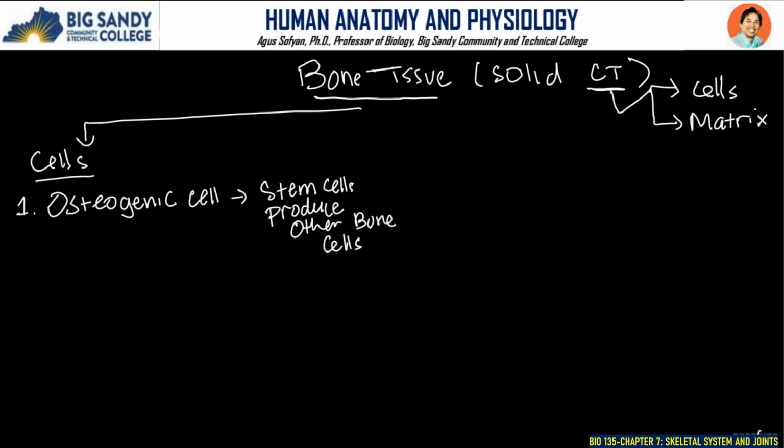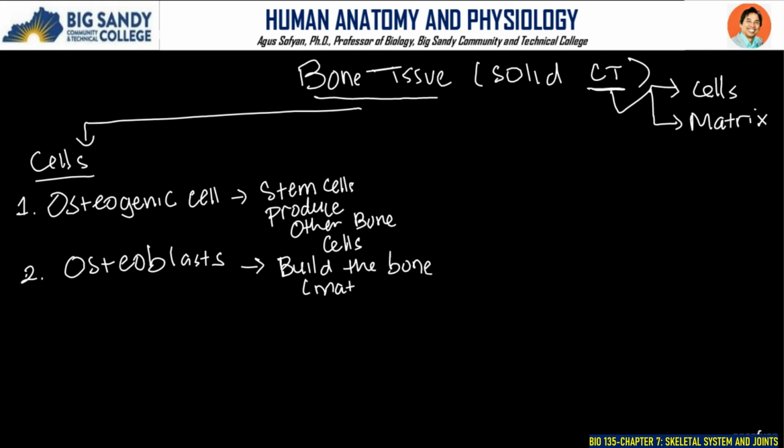Okay. These osteogenic cells actually will produce the second type of cell in the bone. It's called the osteoblast. Okay. So osteoblast is the second type of cell in the bone. And this osteoblast has a function to build the bone, which is build the bone matrix. Okay, so this is the one that build the matrix.